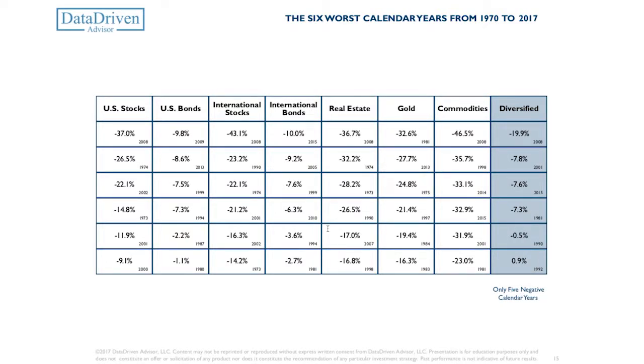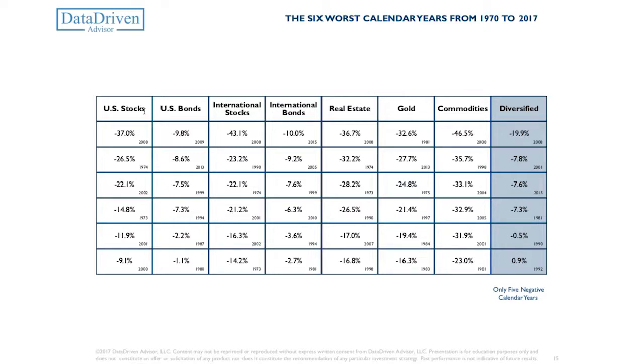This is a nice segue between 2 different parts of the presentation, and this tells a really neat story. This is the 6 worst calendar years from 1970 to 2017 for each of these asset classes. And let me run you through this really quickly. U.S. stocks, a perfectly fine asset. What was the worst calendar year? Well, it was 2008 when the market was down 37%.